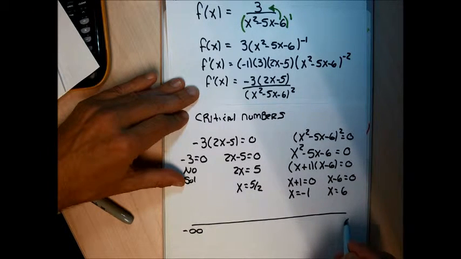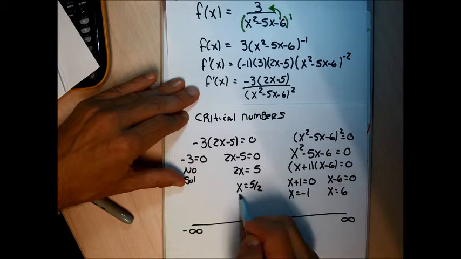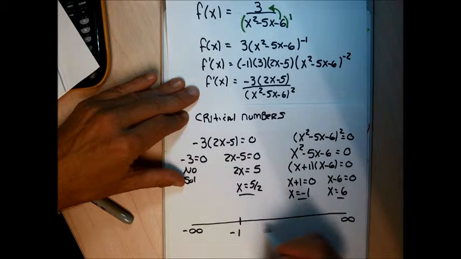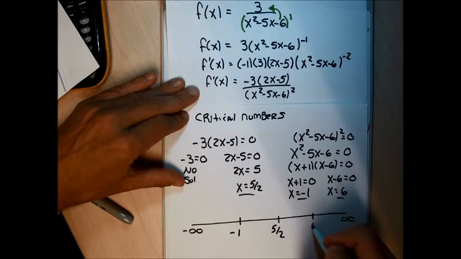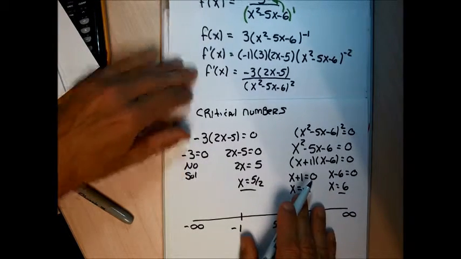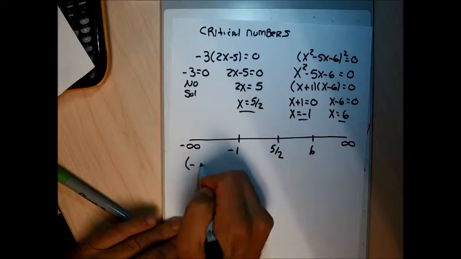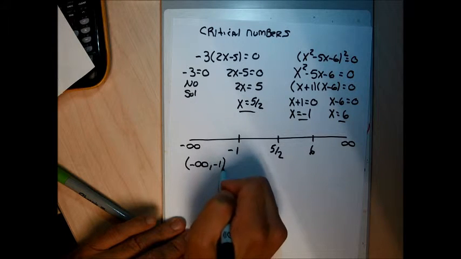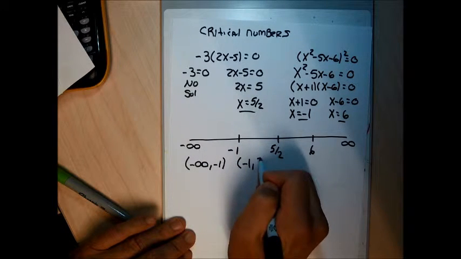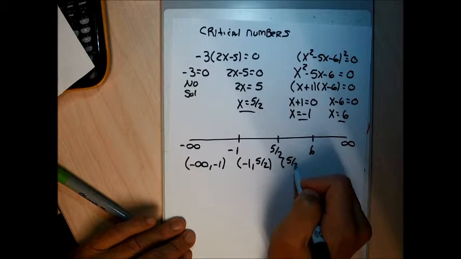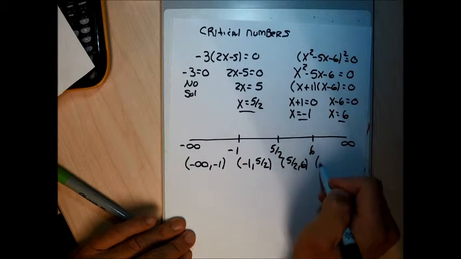I'm going to create a number line that has negative infinity on the far left edge, positive infinity on the far right edge, and these critical numbers in order on my number line. I'm going to write negative 1 first, 5 halves, which is 2.5, second, and 6 third. That's going to create intervals. The intervals implied by my number line are from negative infinity to negative 1, from negative 1 to positive 5 halves, from positive 5 halves to 6, and from 6 to infinity.